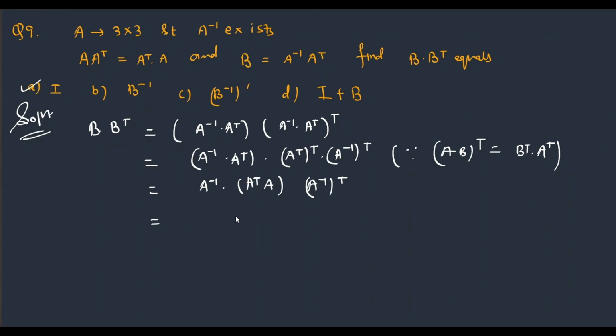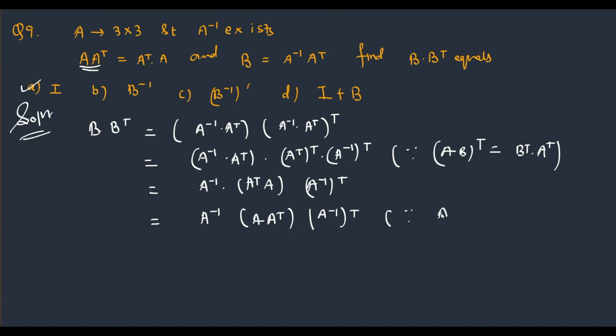So now what we notice is that A transpose A is the same as A into A transpose, so it will be written as A into A transpose, and now here we have A inverse whole transpose. Okay, now is it okay?